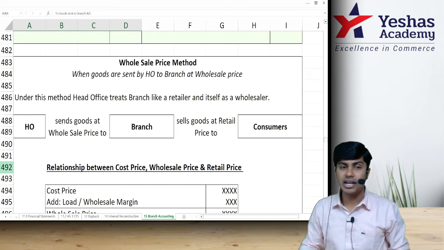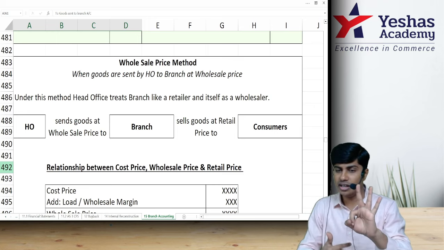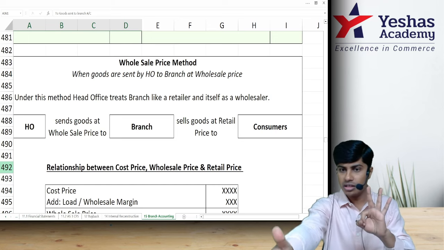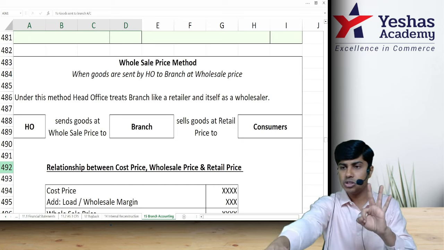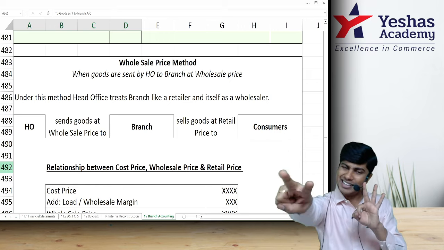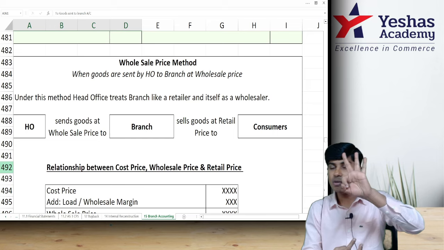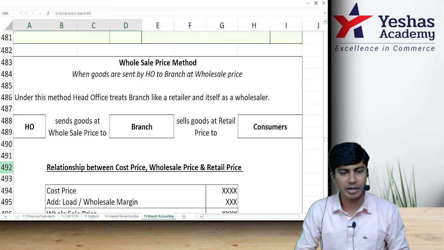Under the wholesale price method, head office books 30 rupees profit, sending goods of 100 to the branch at 130 wholesale price. When the branch sells those 130 rupees goods to the customer at 150, the branch will book 20 rupees. Later the 20 will come back to head office, to the P&L of head office. The 30 will be there in the trading account of head office. That is the wholesale price method.